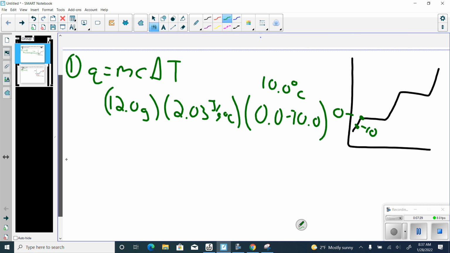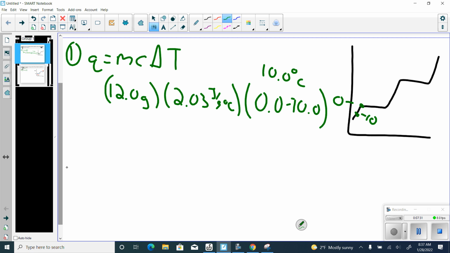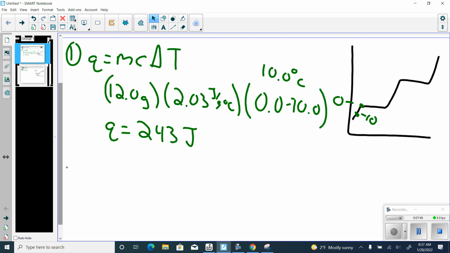If I multiply that all out, and it looks like 3 sig digs, 3 sig digs, 3 sig digs, my first part, I get 243 joules. If I have ice at negative 10 degrees Celsius, it takes 243 joules to heat it up to 0. Are we okay with step one?